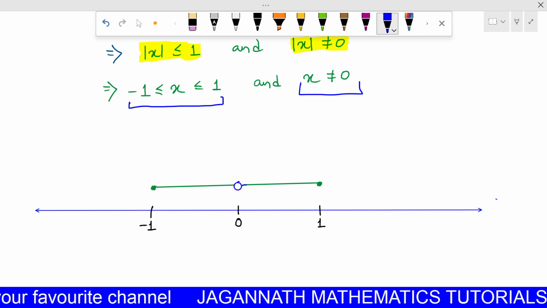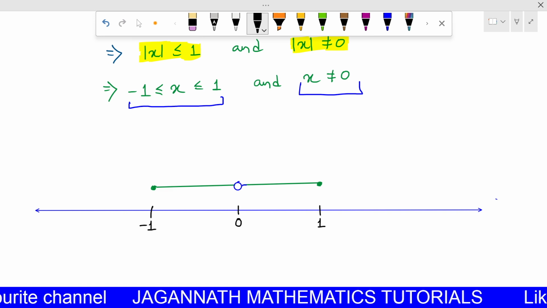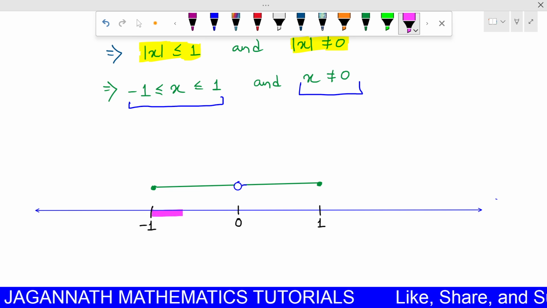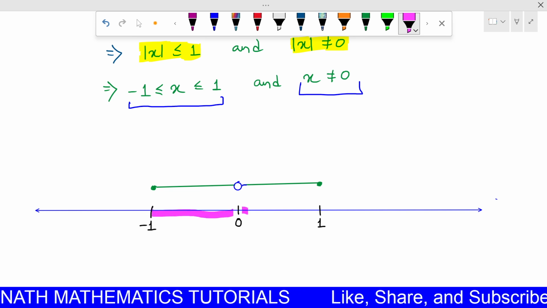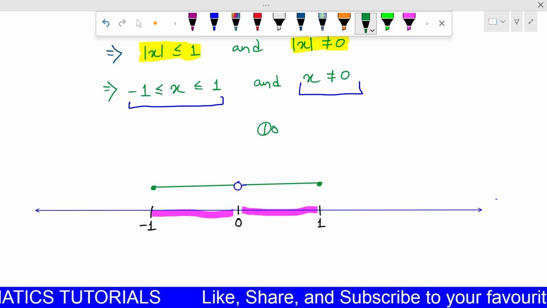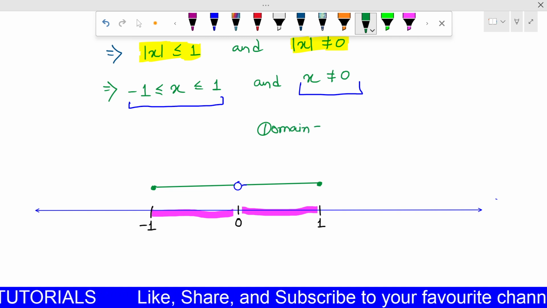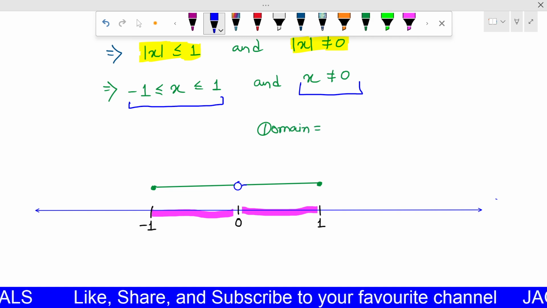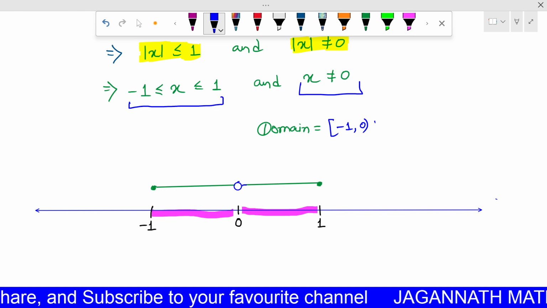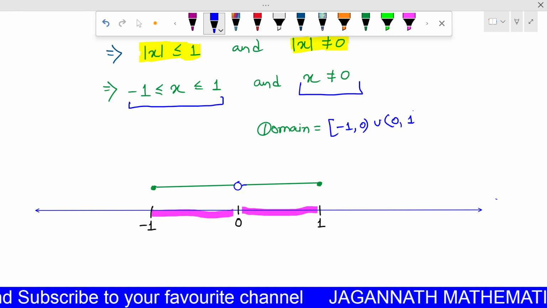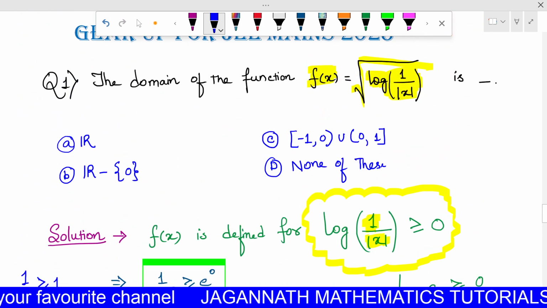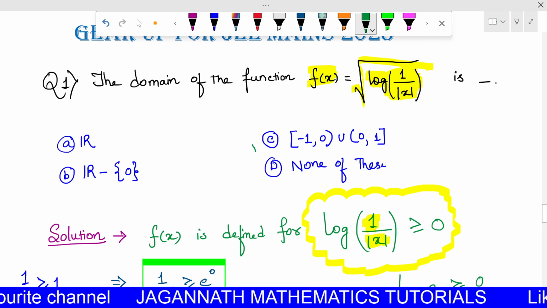Now hence the domain of our function will be from -1 to 0 union 0 to 1, right? Okay, so the domain of this function will be equal to -1 to 0 union 0 to 1, right? And this is our answer. So the correct option is option number C.